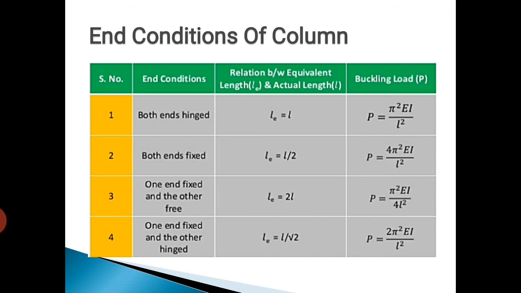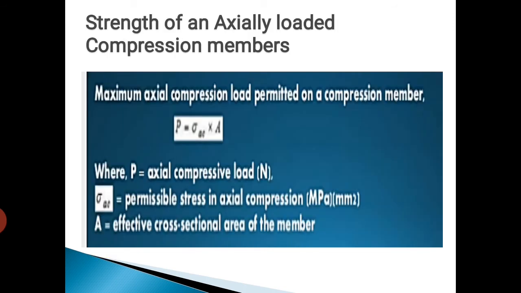And the last condition, one end fixed and the other end hinged. L effective is equal to L by square root 2, and the buckling load is calculated by the formula P is equal to 2 pi square EI divided by L square.